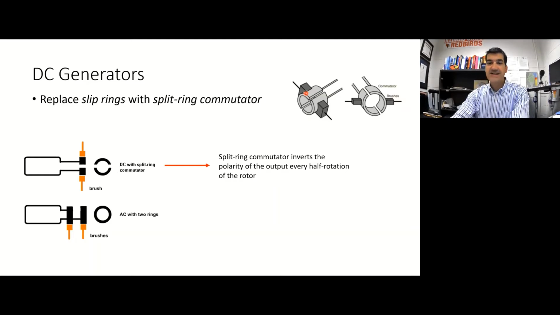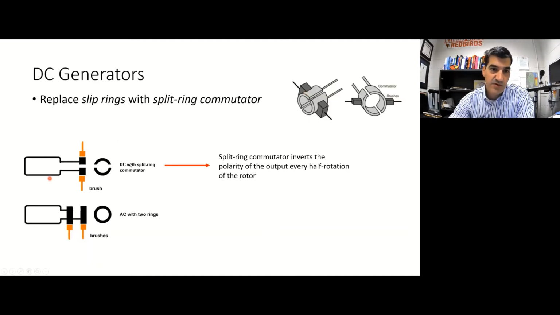It's rectified AC. It's not really DC, because DC refers to a consistent, solid, steady DC output voltage, a positive output voltage. But this is not that. This is a rectified AC. So it's just going like this. It's never going into the negative voltage region. All right, so that's what a split ring commutator does. A split ring commutator inverts the polarity of the output every half rotation of the rotor.